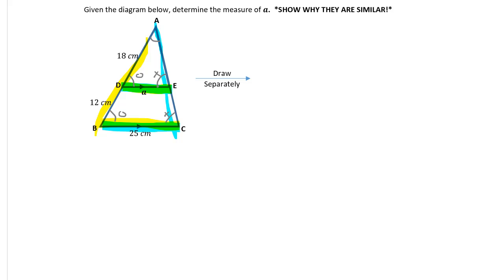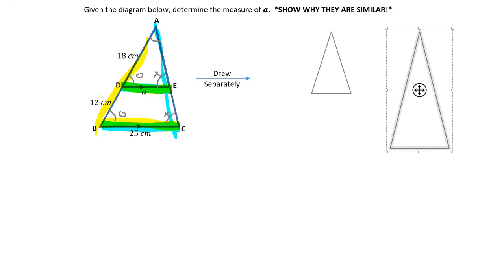Let me just draw those triangles for you. So we have the upper triangle, and we have the larger triangle. Okay, and in the diagram, this triangle, when it goes on here, it sits right across like that. Okay, so let's just get rid of that for a second.